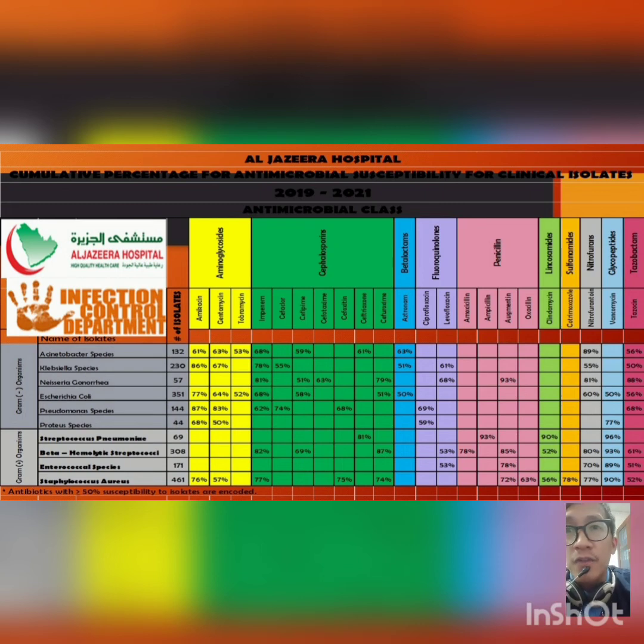The second to the last for our gram-positive organisms is Enterococcal species with a total of 171 clinical isolates, susceptible to levofloxacin, augmentin, nitrofurantoin, vancomycin, and last, tazocin.